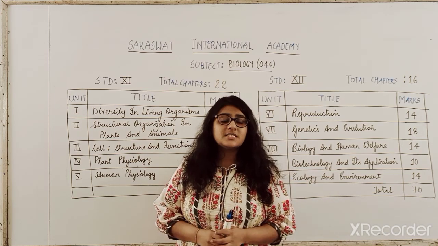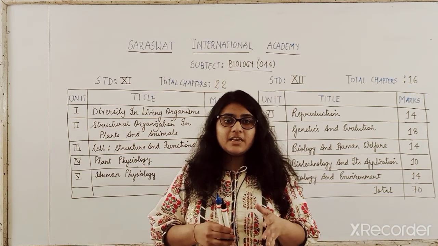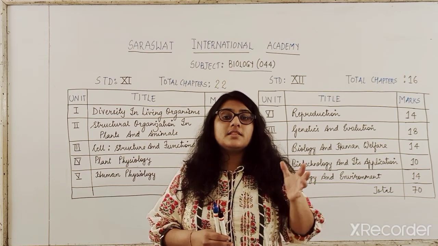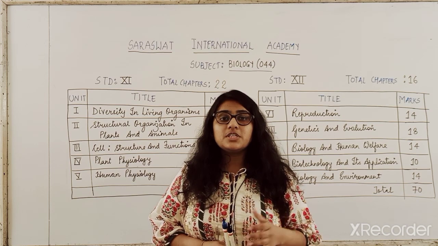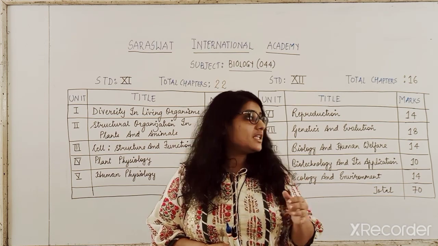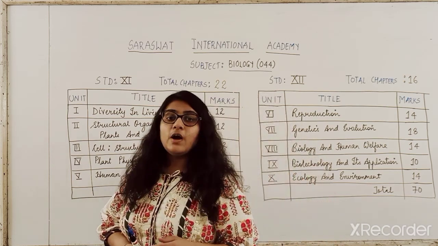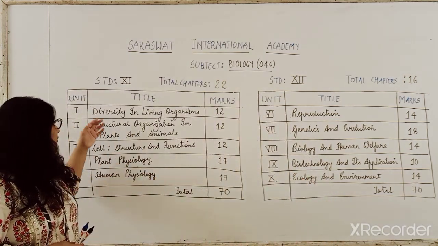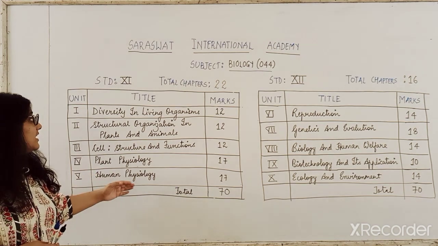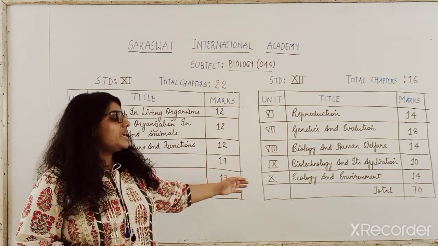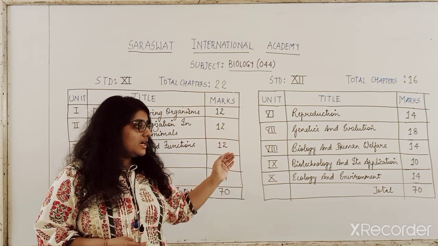Now students, the subject biology, basically the chapters of your 11th and 12th standard are divided into a total of 10 units. How many units are there? 10 units. Out of the 10 units, the first 5 units you will be studying in standard 11th, and the remaining 5 units you will be studying in standard 12th.